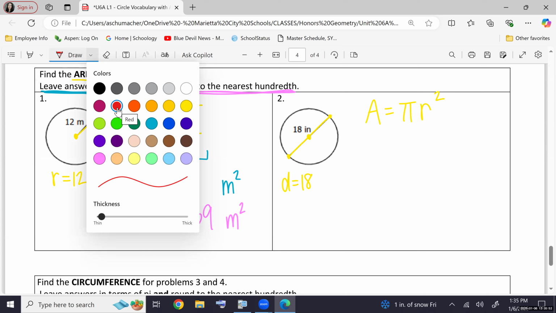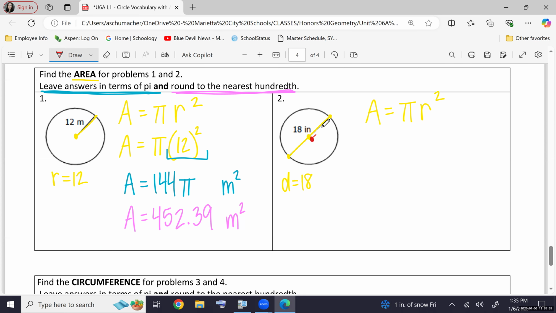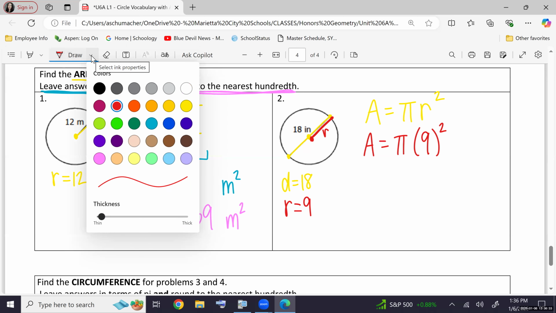Your radius goes from the center to the edge. So to find our radius, we need to take our diameter and cut it in half. 18 divided by 2 is 9, which means our radius is 9. So we need to use 9 in our area formula. To find our area, it is pi times 9 squared. Make sure you're always using the appropriate distance here, radius versus diameter.